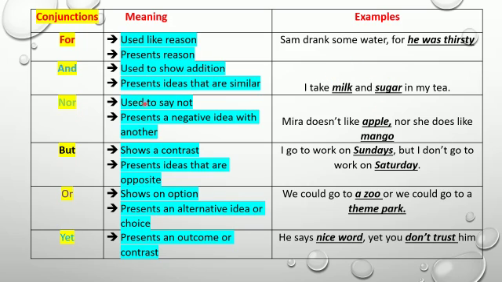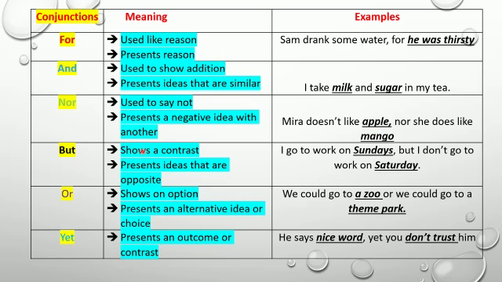Nor is used to say not. It presents a negative idea along with others. Meera does not like apple, nor does she like mango. So here the negatives are there. She doesn't like apple and she doesn't like mango either. That's why we are using nor here.